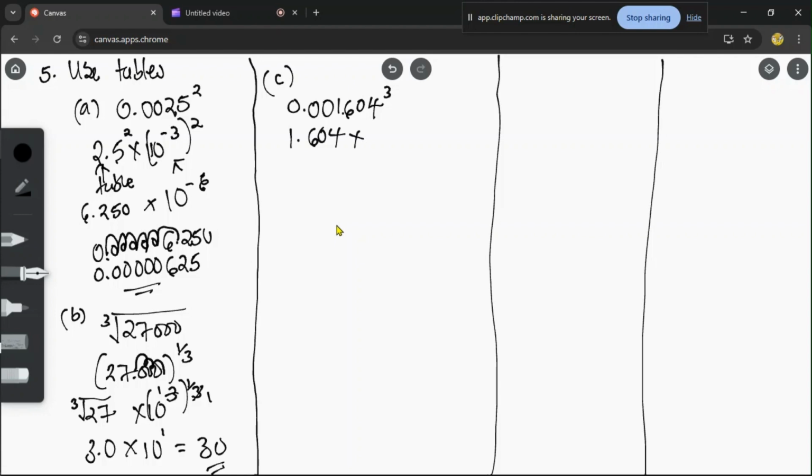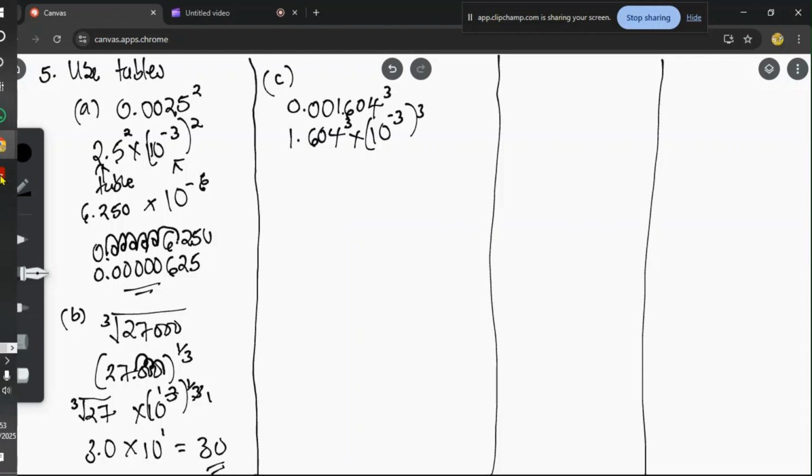I multiply by 10. I have moved how many steps? 1, 2, 3. So I write 3, and because it was to my right, I write a negative here. So this power, I'll bring it here, the 3. Then this one, I can read it from the table.